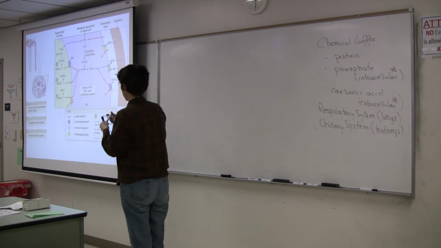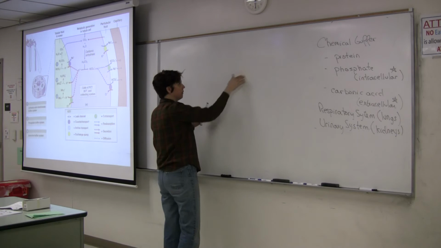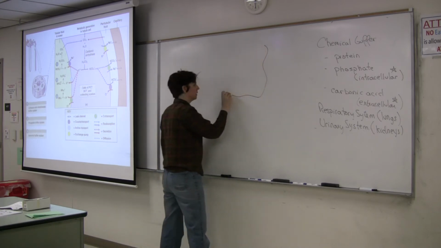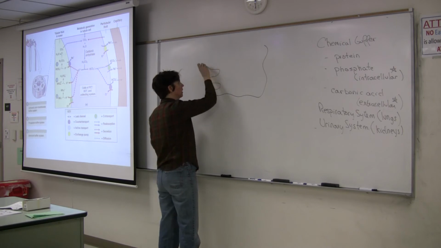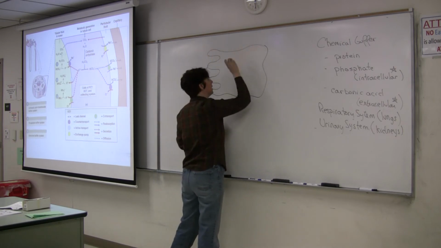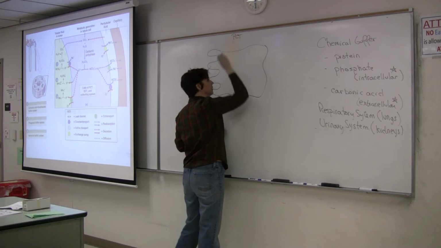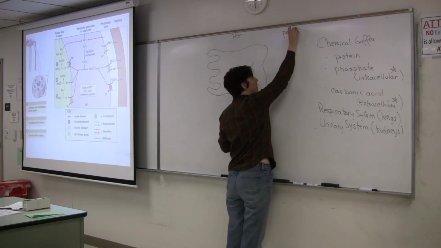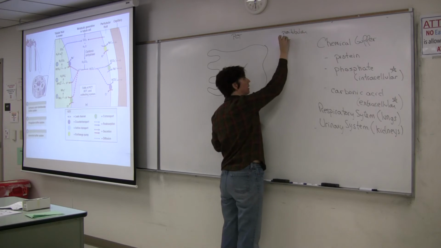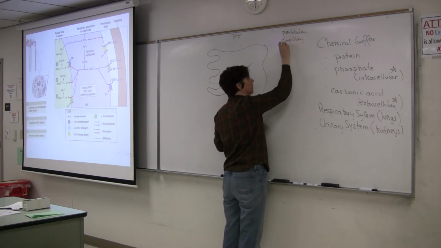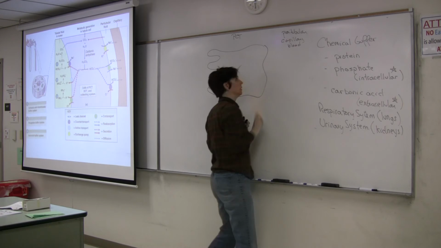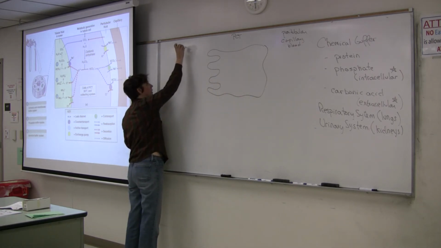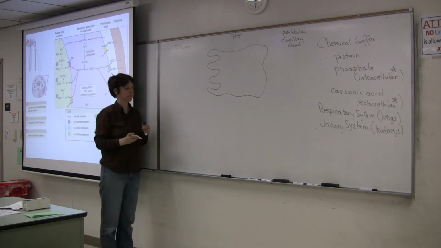So we're going to go back and draw a diagram similar to what we did when we were talking about glucose movement. So we're in the proximal convoluted tubule. Over here will be peritubular capillary blood. And here will be filtrate. Okay.